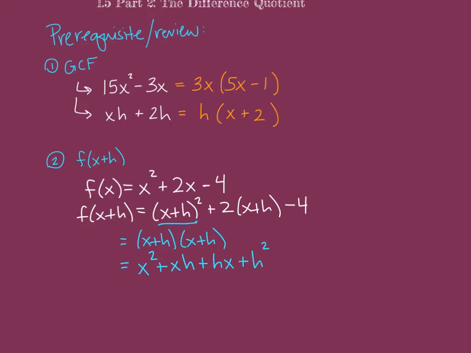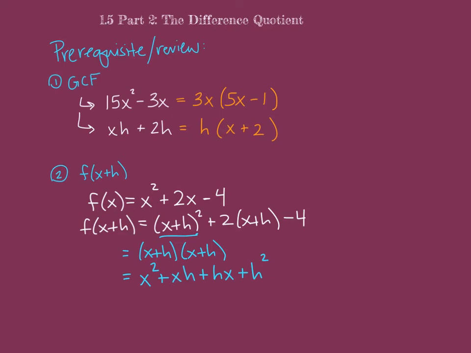We see here that we have 4 terms, but actually we can simplify it down to 3 because these two middle terms are the same. Yes, they're in different orders, but technically they're multiplying h times x in both cases, and multiplication is commutative, meaning the order does not matter.